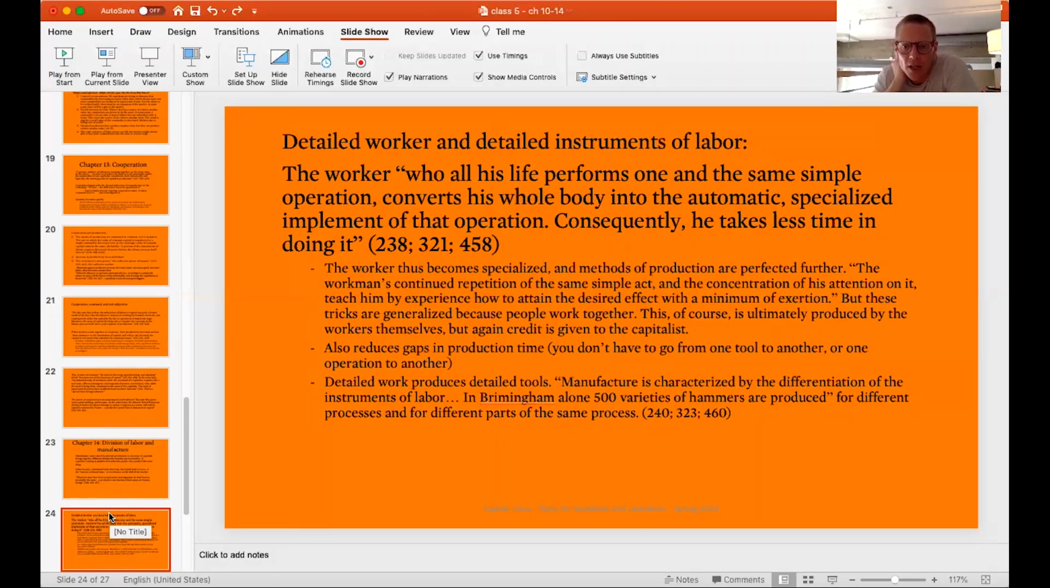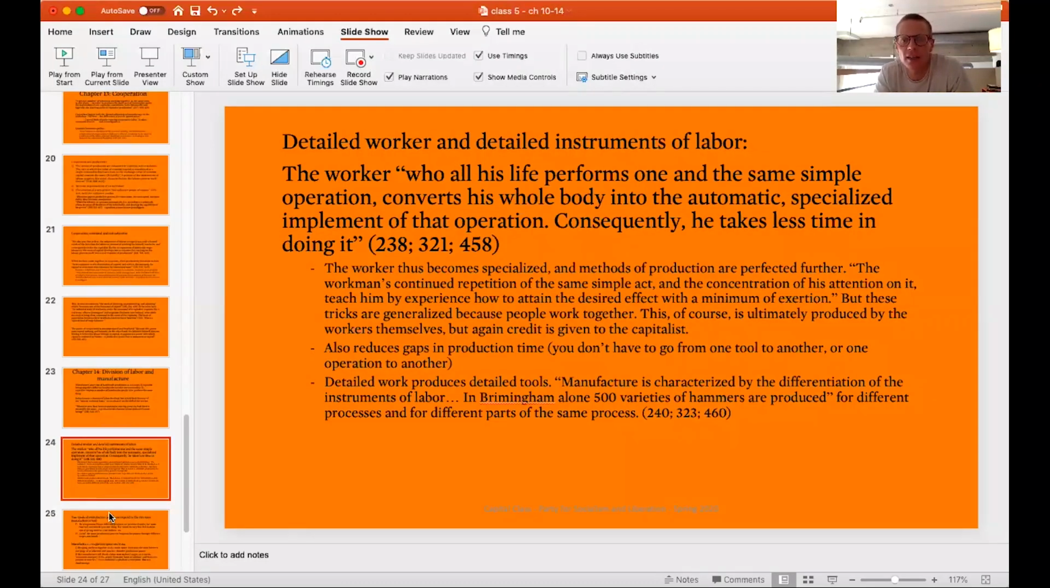And the worker becomes specialized as a result of the division of labor, and is reduced to the repetition of the same act rather than engaging in all of the different processes to create one commodity. They're just doing one thing over and over again. So this is a process of alienating the worker from their own capabilities and their own skill.